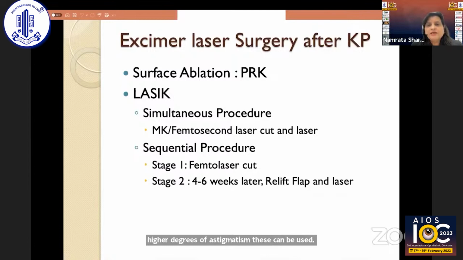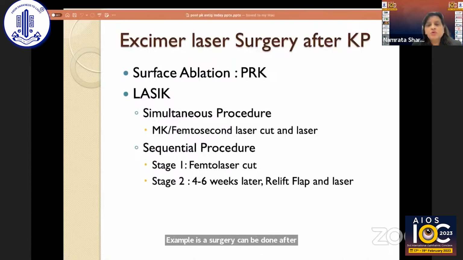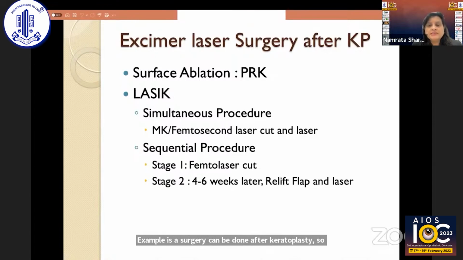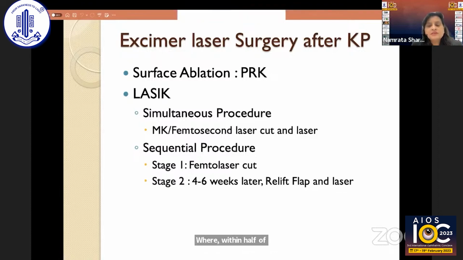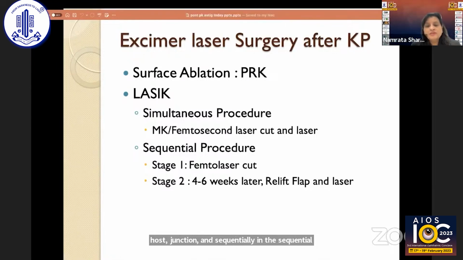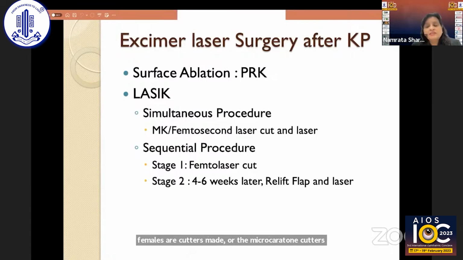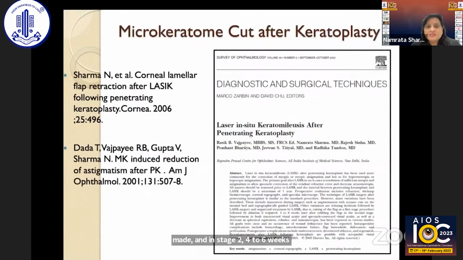Excimer laser surgery can be done after keratoplasty, so one can do a PRK if the cylinder is less, but one can also do LASIK. These have been described as a simultaneous procedure where, with the help of the microkeratome or the femtosecond laser, a cut is made so as to release the suture tension which is there at the graft-host junction. In the sequential procedure, in stage 1, the femtolaser cut or the microkeratome cut is made, and in stage 2, 4 to 6 weeks later, the flap is relifted and the laser is done.